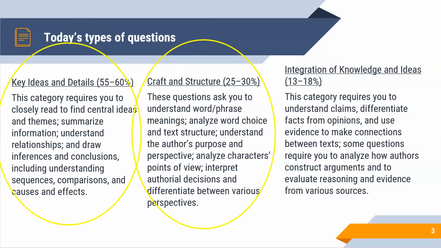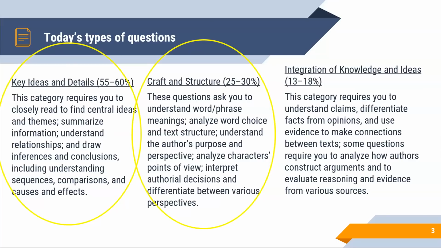Today we're going to be focusing on these two types of ACT reading questions. First, we'll focus on key ideas and details, which are 55 to 60% of the test. These are going to require you to closely read, define central ideas and themes, summarize information, understand relationships, and draw inferences and conclusions, including understand sequences, comparisons, and cause and effect.